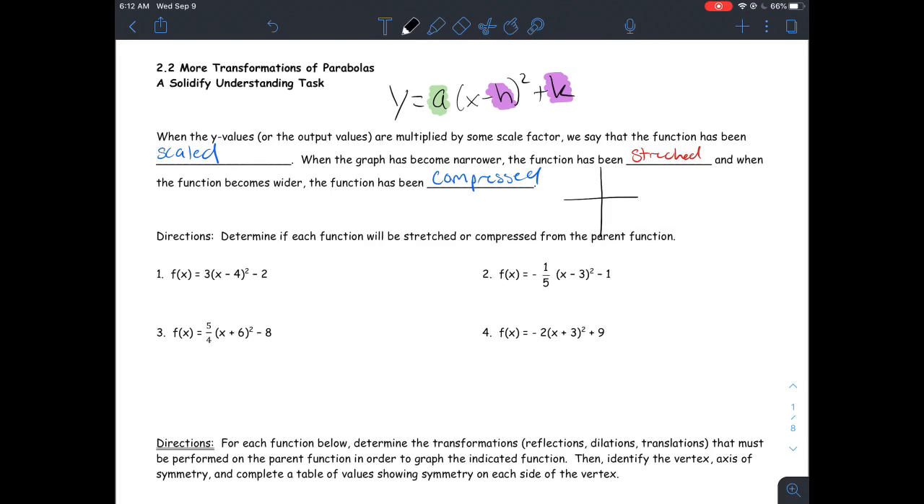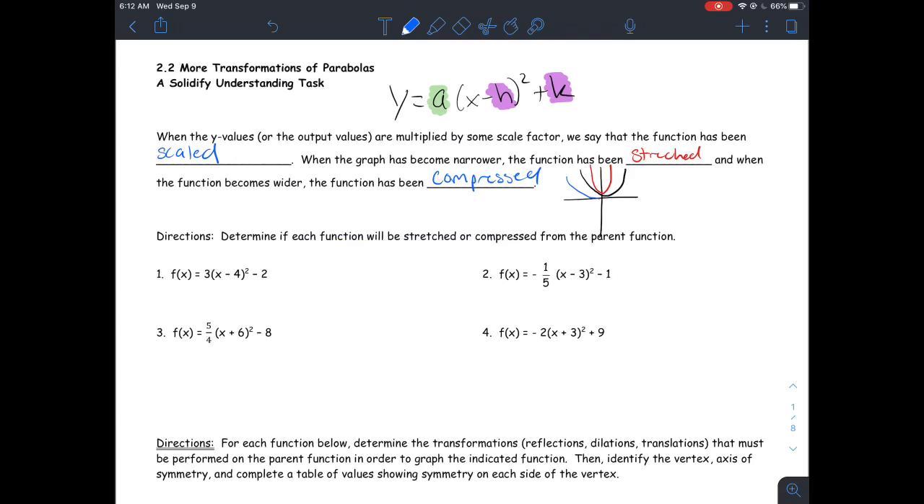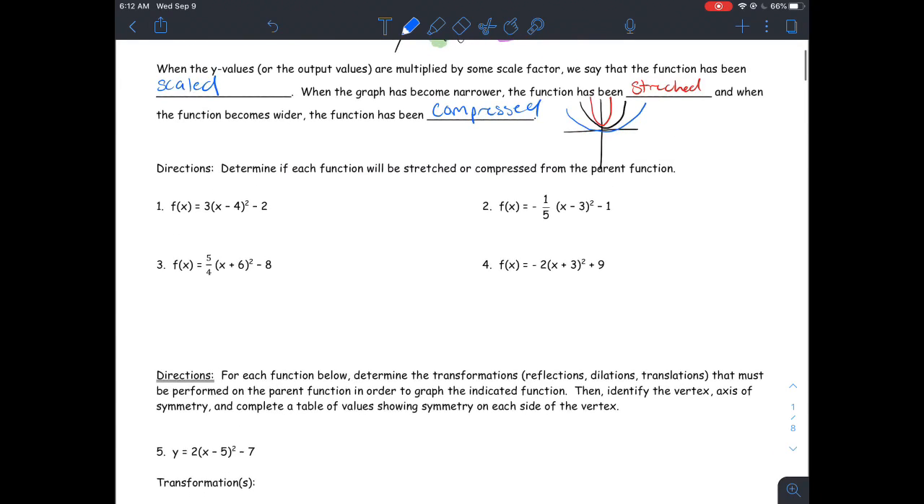So what they mean by that is we know our parent function, and we know that it looks something like this, right? x squared. So then when it becomes stretched, when it becomes narrower, it's going to look like that. When it becomes compressed, it's going to look like that. It becomes wider. All right.